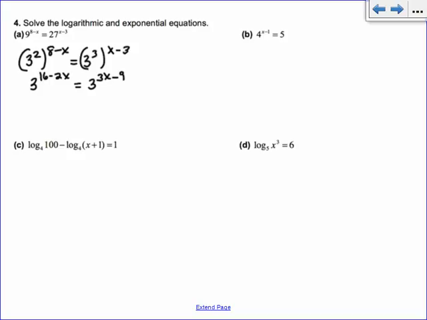Now we can set our exponents equal to each other. So we're going to have 16 minus 2x equals 3x minus 9. So we get 5x equals 25, so we get x equals 5. Done.